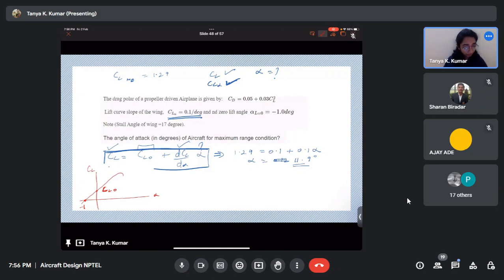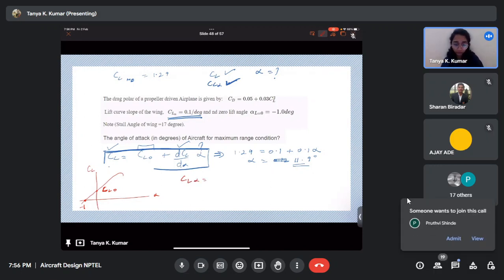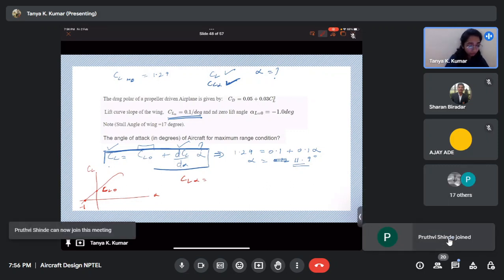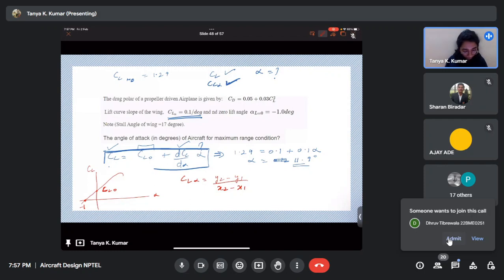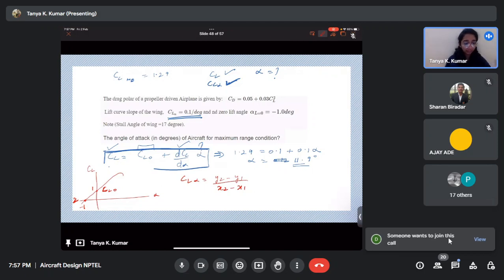So the slope is CL alpha. For a straight line equation, what would the slope be? It's y2 minus y1 by x2 minus x1, correct? So in our case, let's take this as point 1 and this as point 2, okay? And y here is CL, in the y-axis you have CL, in the x-axis you have alpha, alright? Okay, sorry, it should be x2 minus x1.